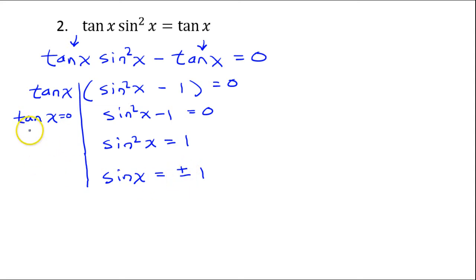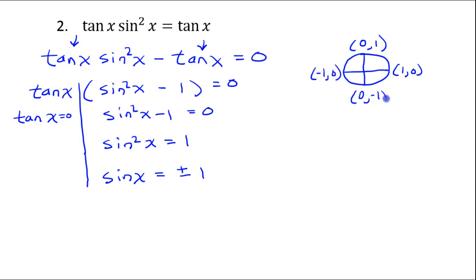Now, where is tangent equal to 0? For that, it helps to analyze our quadrantal angles. So I'll just draw a quick diagram over here, where this is 1, 0, this is 0, 1, this is negative 1, 0, and this is 0, negative 1.